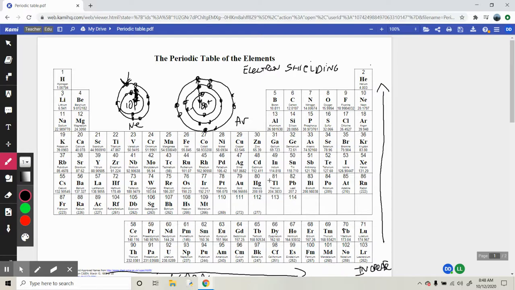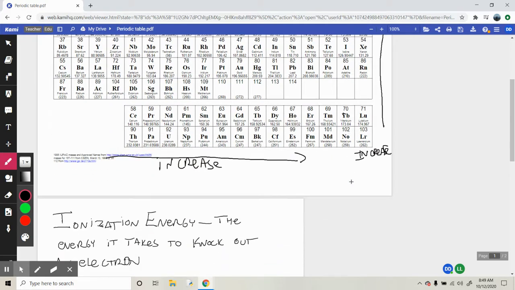When we go this way, it increases because they get closer to a filled outer layer, so they don't want to give up electrons. As we go up this way, it's because the lower atomic level electrons have less electron shielding. These ones down here have more electron shielding, so those inner protons can't pull on those outer electrons as much.